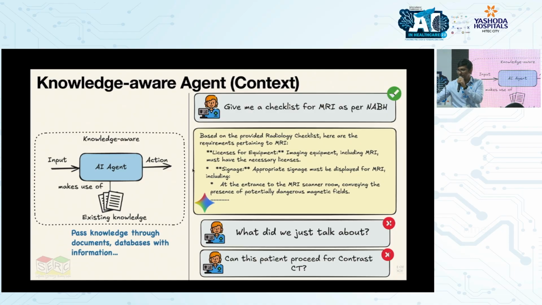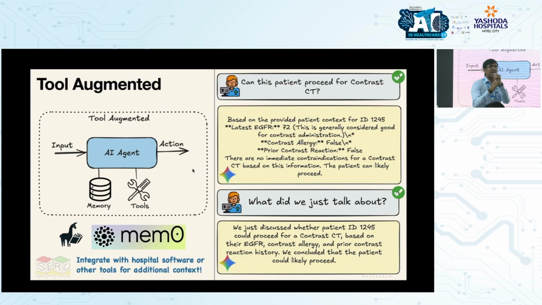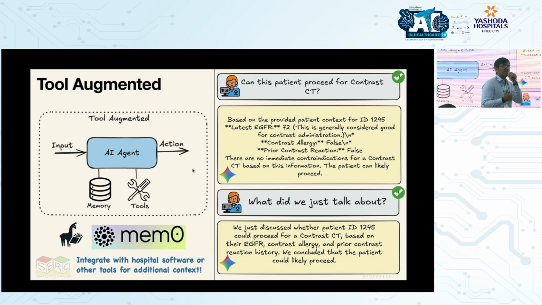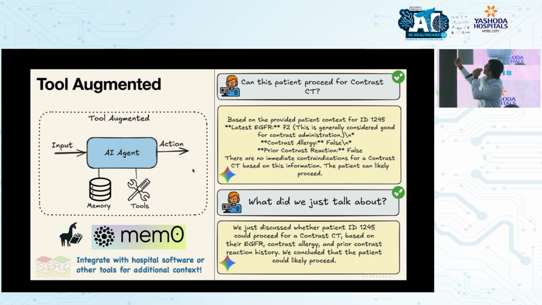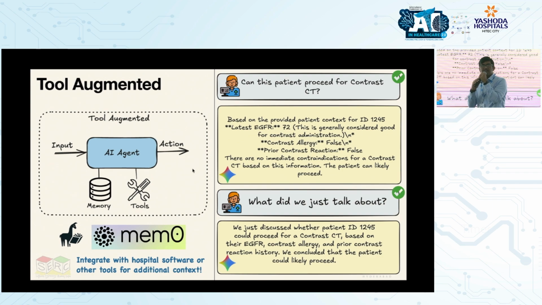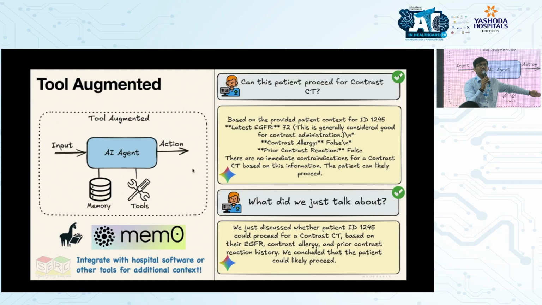I'll go to the next step and I'll say, okay, let me give you some access to my database. Let me give you access to a place where I can store all this information so that next time you generate, if I say, can this patient now proceed for contrast CT, I'm able to get the patient ID, go to the database, search for the patient record, and then give out the output. And it is saying that there are no immediate contraindications for a contrast CT. Based on this information, the patient can likely proceed.